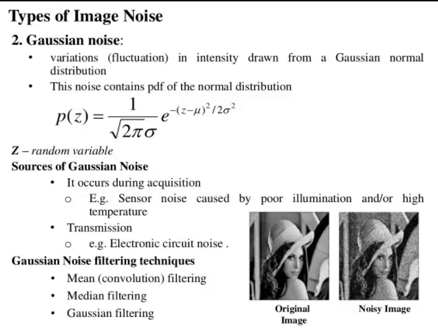Then Gaussian noise filtering techniques: first is mean filtering, which we can also call convolution filtering, then median filtering, and third is Gaussian filtering.